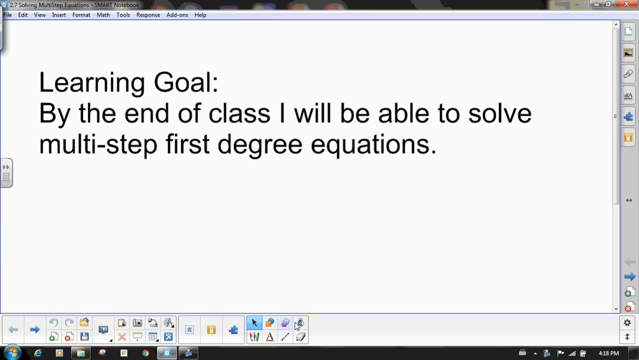All right, so our learning goal today is to be able to solve multi-step first degree equations. So we already looked at simple equations where we're isolating x. No matter what kind of equation we have, we're trying to ultimately determine what is the value of x that will make that equation true. So our focus today is going to be on multi-step, meaning there's more than one, more than two, sometimes three, maybe even four steps to solving that equation.